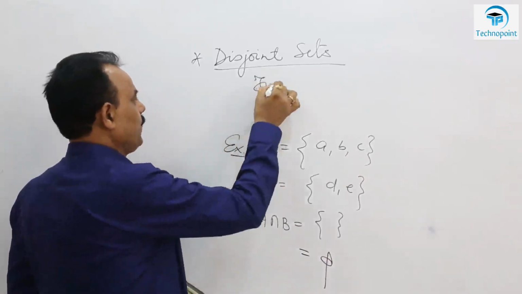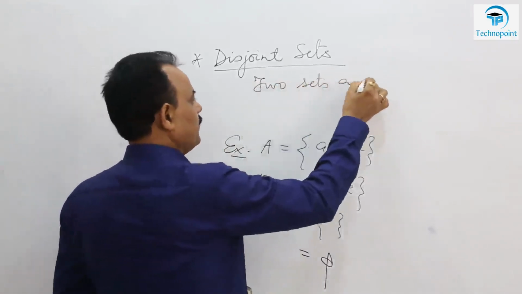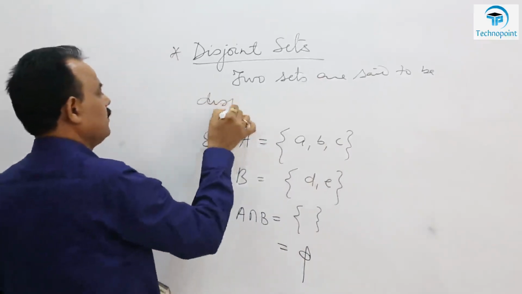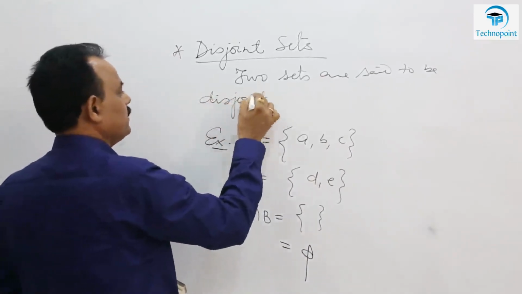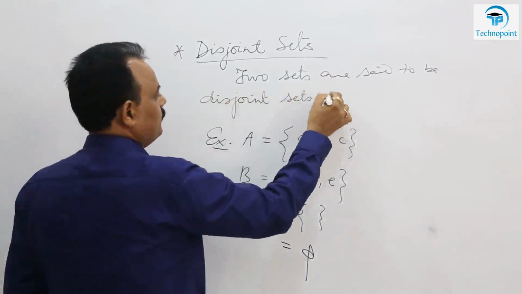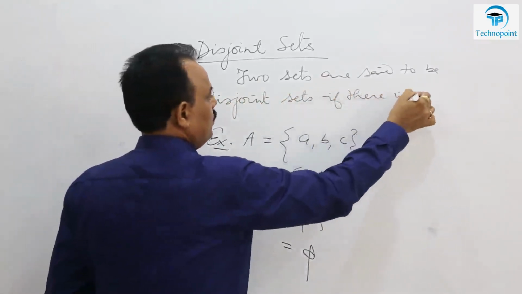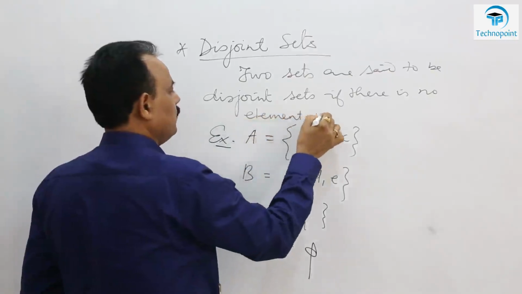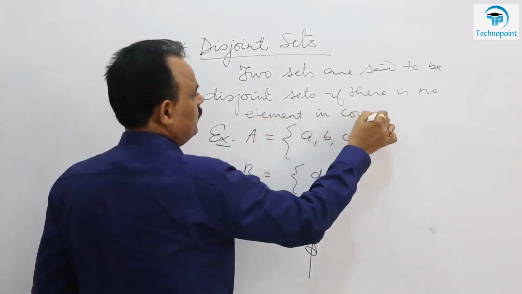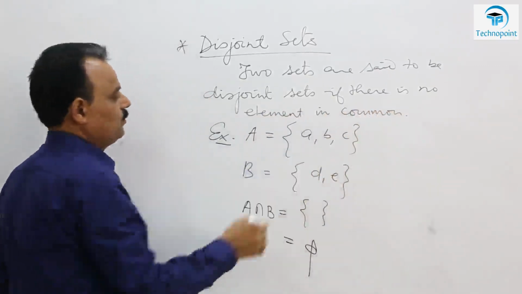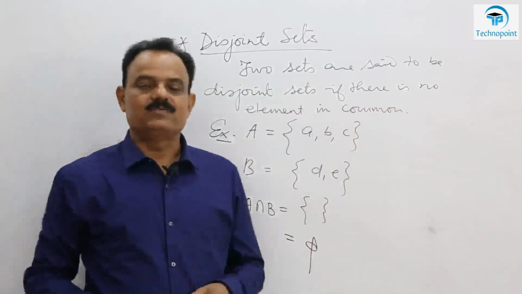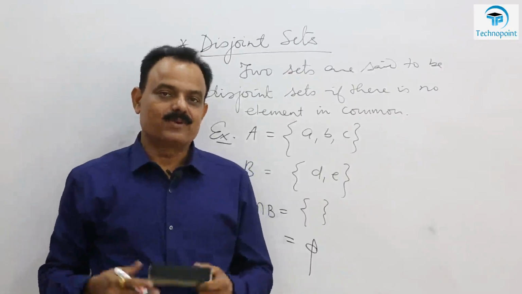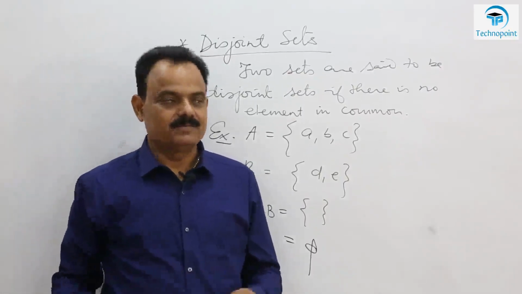So two sets are said to be disjoint sets if there is no element in common. No element is common, so these two sets are called disjoint sets, and it will be used in probability also, which is a book in class 11 and 12.